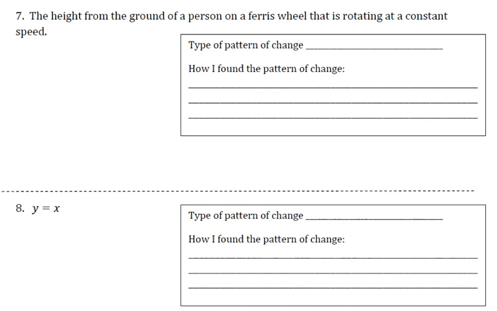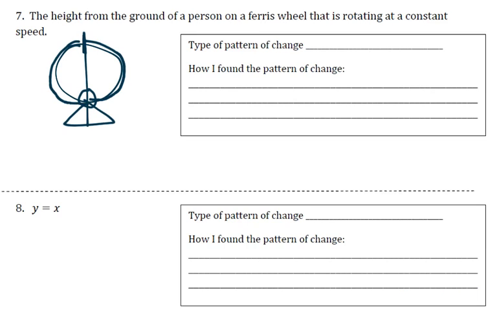Okay, looking at 7. The height from the ground of a person on a Ferris wheel that is rotating at a constant speed. So it's probably helpful to draw a picture. So you got a Ferris wheel here, right? Okay, you've got a person sitting right there. And as time goes along, they're getting further and further away from the ground, right? And they get to this point, and they're the highest they're going to be. Then as it keeps moving, they're getting lower and lower until they get to the ground. Okay, so if I were to graph this, which I think will help to understand, we start out here, we'll say, we're at this height, right?